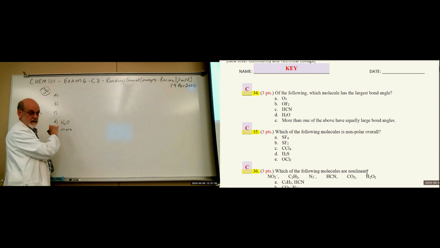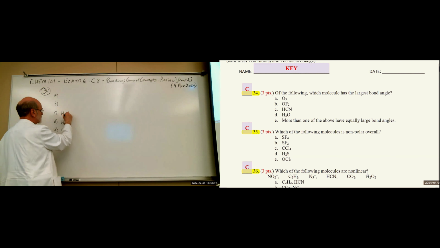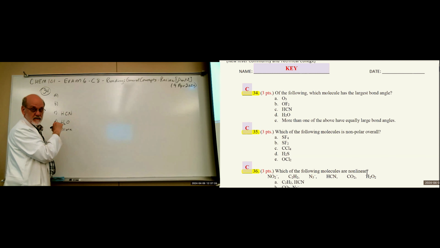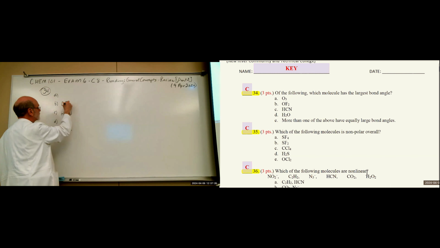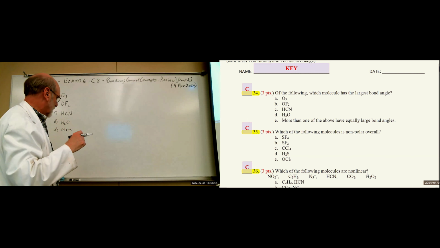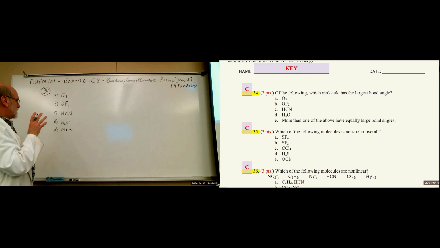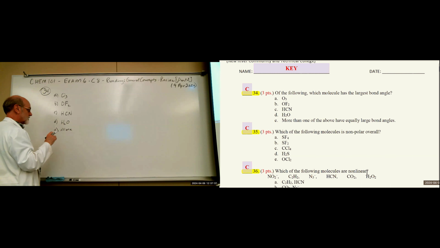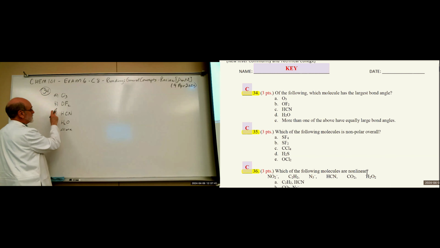We have HCN, OF2, and ozone. Okay. If you're in a real hurry, you need to remember what we did for each one of these. Let's see. We've done that one, this one, this one. I don't think we've done this one.